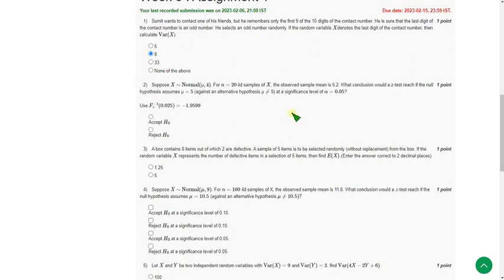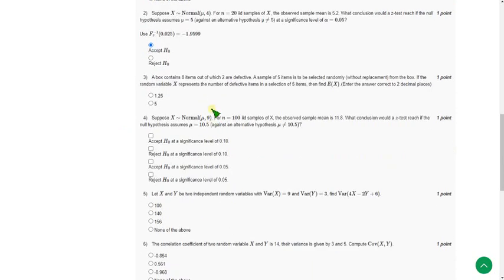So we have to know the concept of z-test in order to formulate this. When I did this, I got the answer as option A, accept H0. So mark the first option. And moving on to the third one.